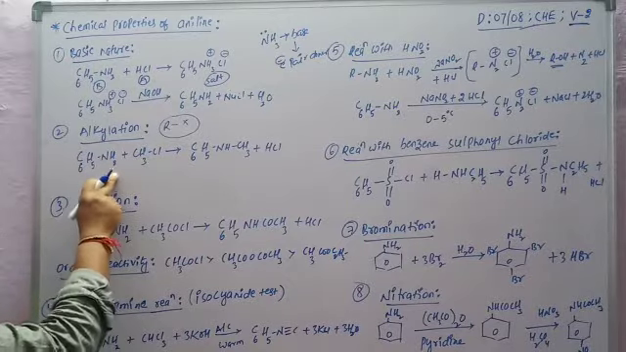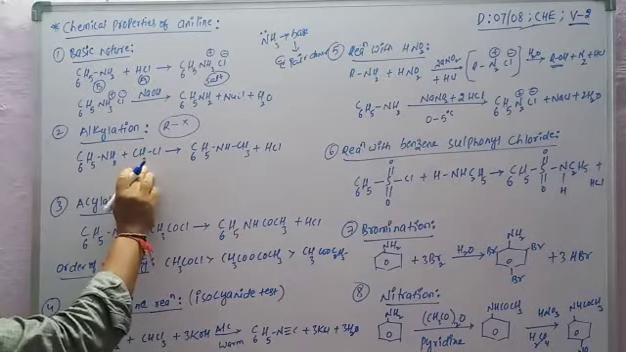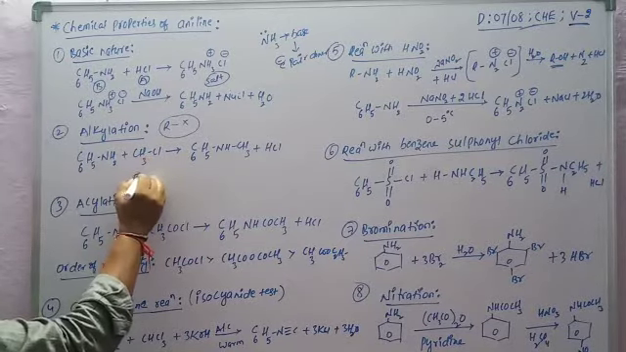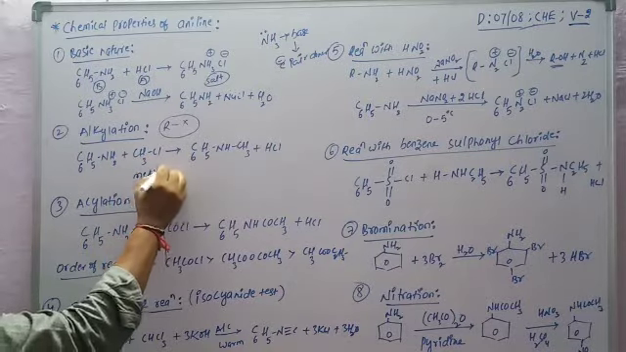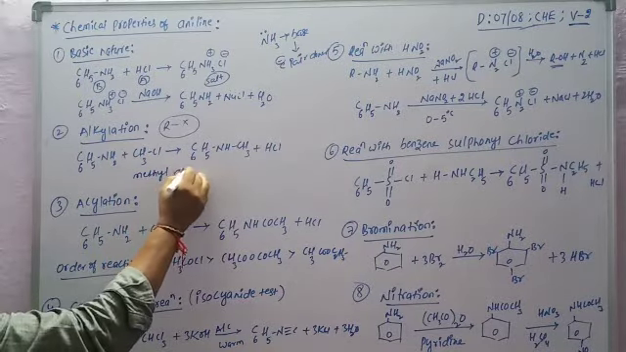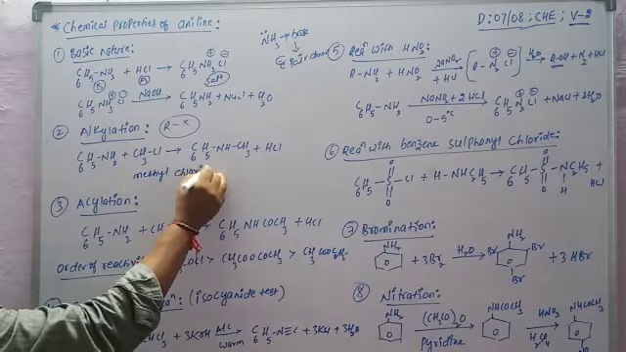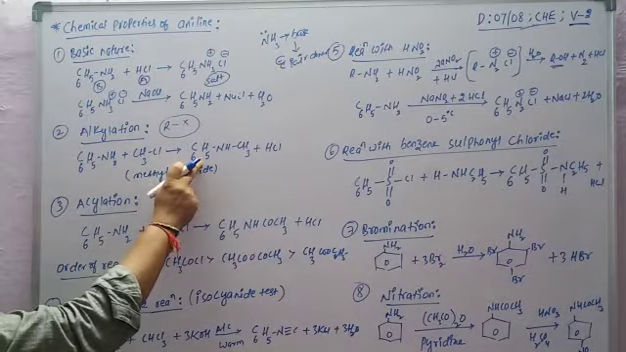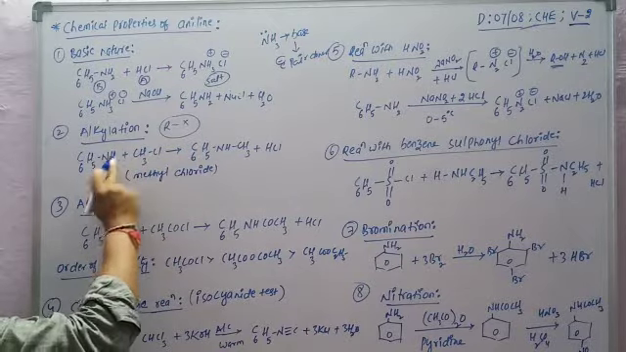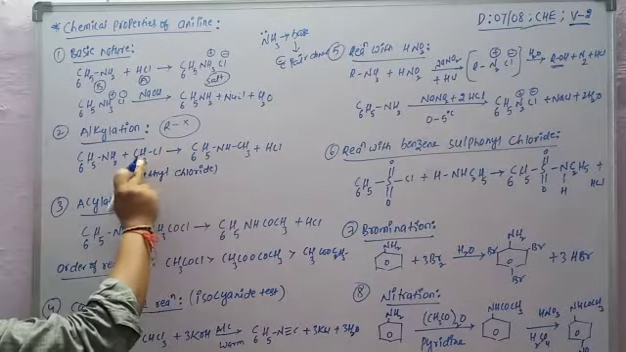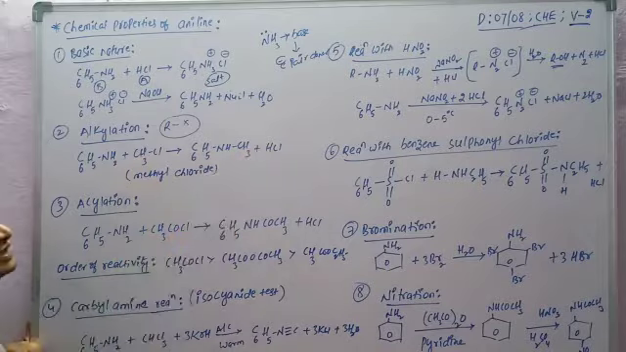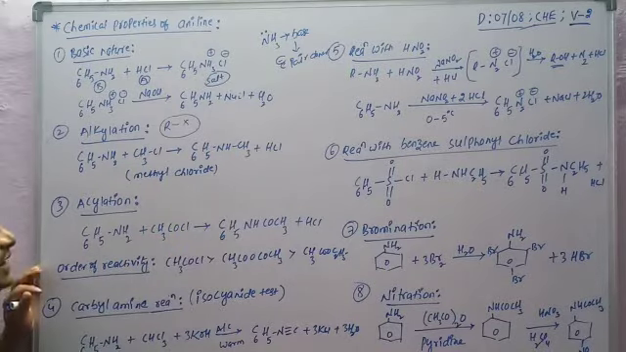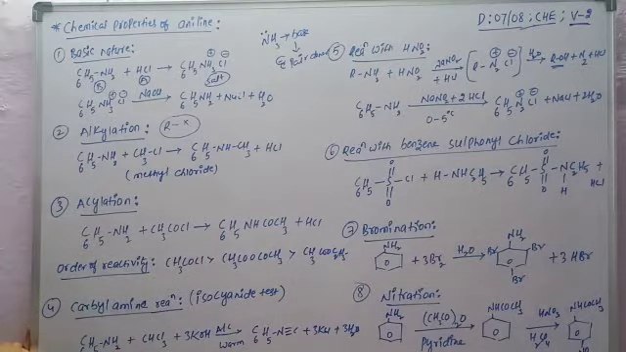So now C6H5NH2 plus CH3Cl, which is methyl chloride, an alkyl halide. It gives C6H5NH-CH3, where NH2 is converted into NHCH3, plus HCl.